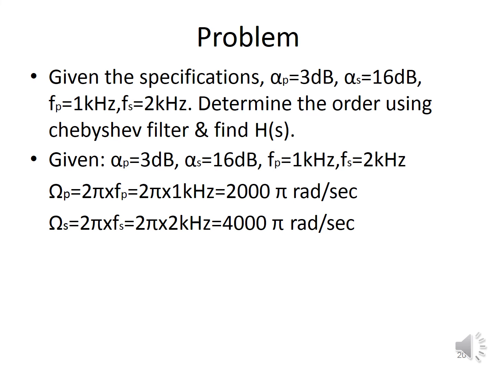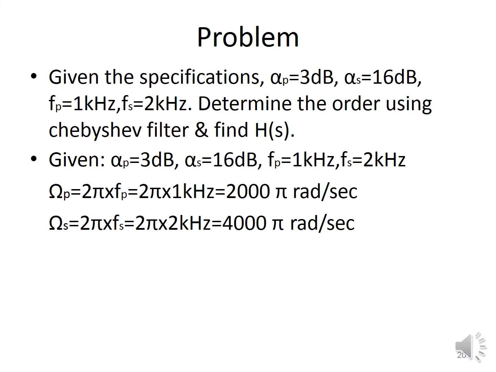And this is the problem. The given specification is alpha p equal to 3 dB, alpha s equal to 16 dB, fp equal to 1 kHz and fs equal to 2 kHz. Determine the order using the Chebyshev filter and find the H of s. So the given values are alpha p equal to 3 dB, alpha s equal to 16 dB, fp equal to 1 kHz, fs equal to 2 kHz.